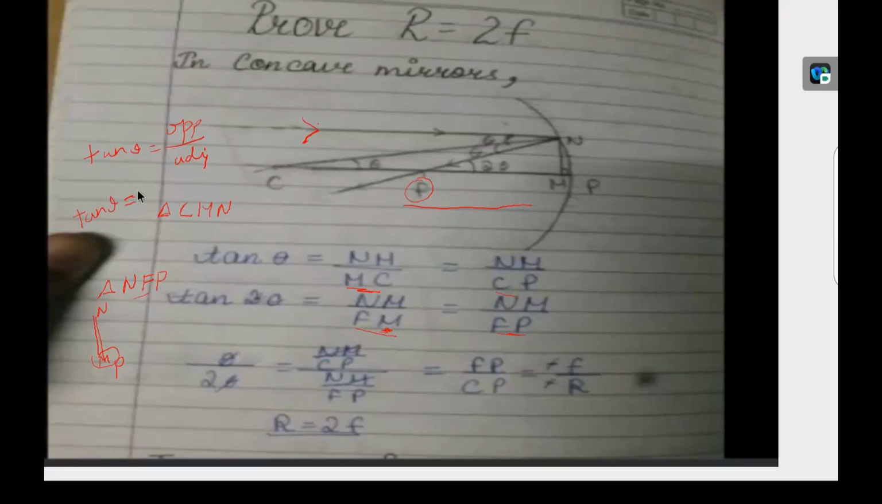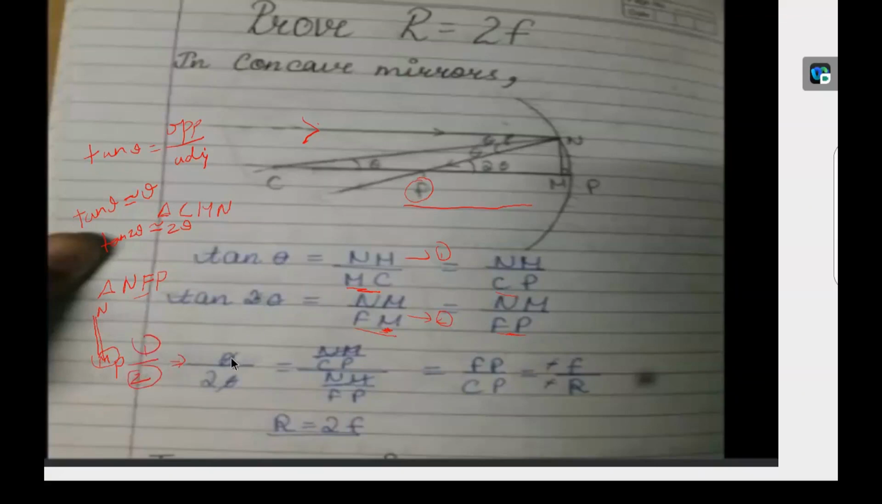Tan 2 theta is almost equal to 2 theta. That's why instead of tan theta we have written 2 theta. Sorry, theta. Tan 2 theta is equal to 2 theta. If I take this as equation 1 and this as equation 2, divide 1 by 2.